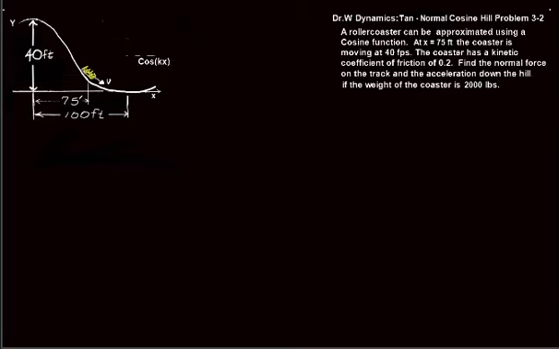Problem that involves a roller coaster going down a hill, and we're going to approximate the hill using the cosine function, and we are incorporating friction in this case. We're asked, at x equal to 75 feet, with the coaster moving at 40 feet per second and a coefficient of 0.2, let's see if we can determine what the normal force is that's exerted by the track and find the acceleration of the roller coaster down the hill, given that the weight of the coaster is 2,000 pounds.